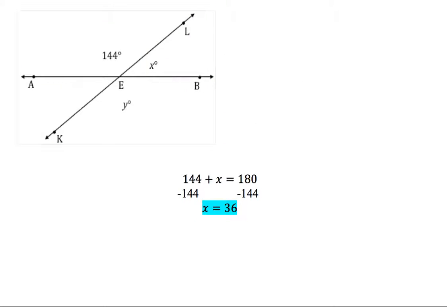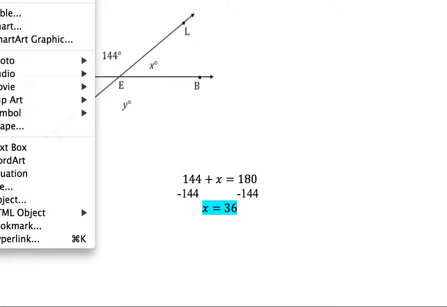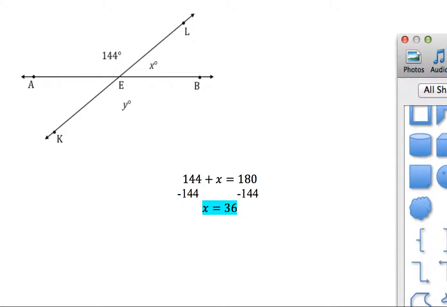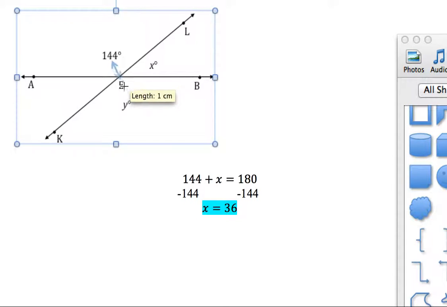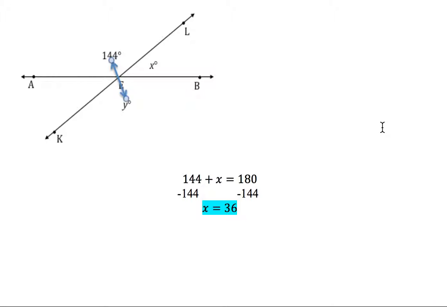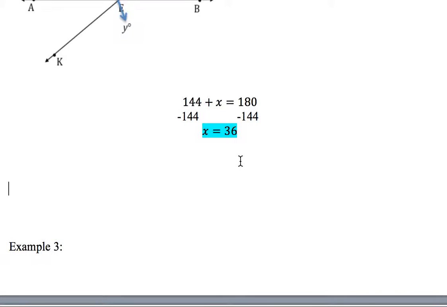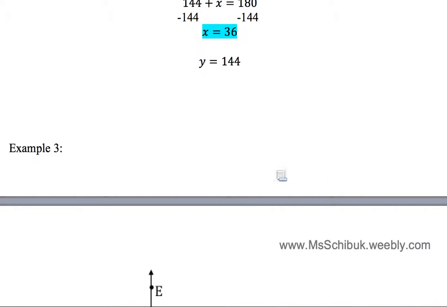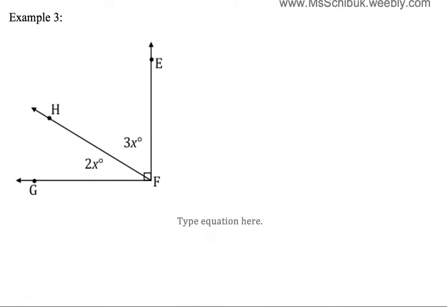Angle y, I actually don't need to do any math. The reason for that is I know that vertical angles are always equal to each other. And because y and 144 are vertical angles, they're across from each other, they must equal the same thing. So I know without doing any math that y is equal to 144 degrees. Let's move on to example 3.